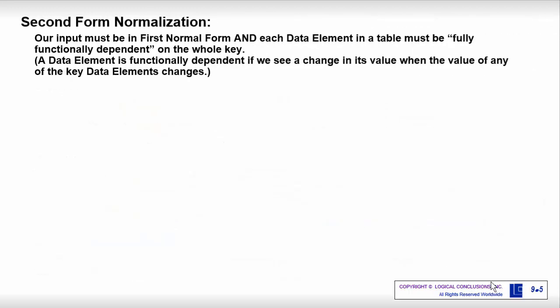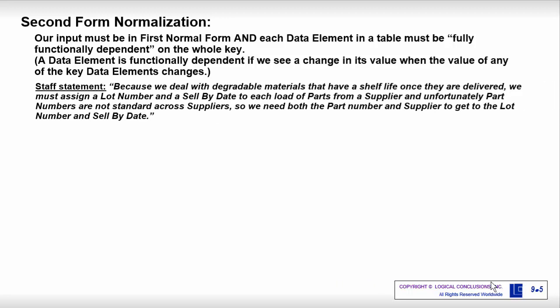Now we can conduct the process of second form normalization. Our input must be in first normal form, and each data element in a table must be fully functionally dependent on the whole key. Now a data element is fully functionally dependent if we see a change in its value when the value of any of the key data elements changes. So back to our dialog.